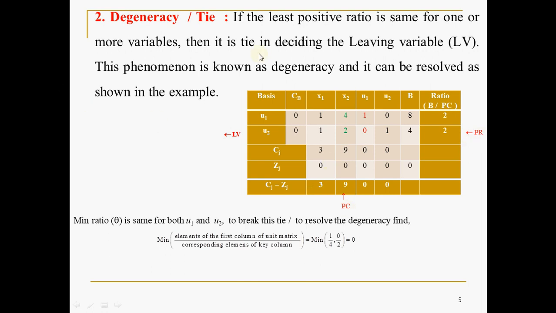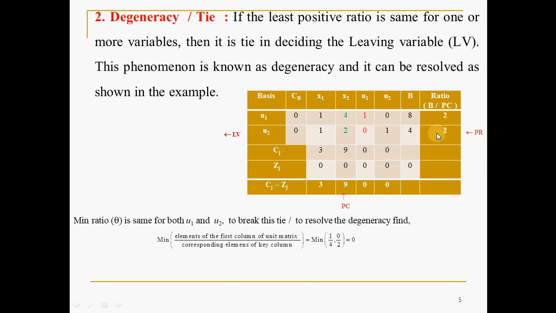So what is happening here? The least positive ratio is the same for one or more variables, so we say there is a tie in deciding the leaving variable, whether to consider this or this. Arbitrarily also you can choose, but it may increase the computational procedure.